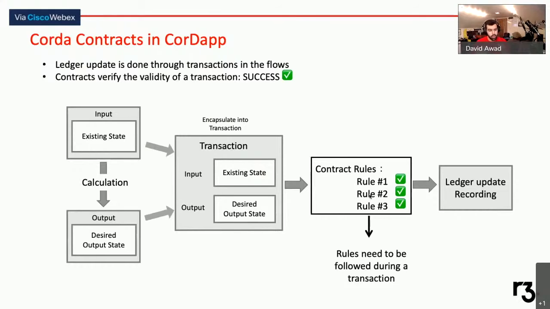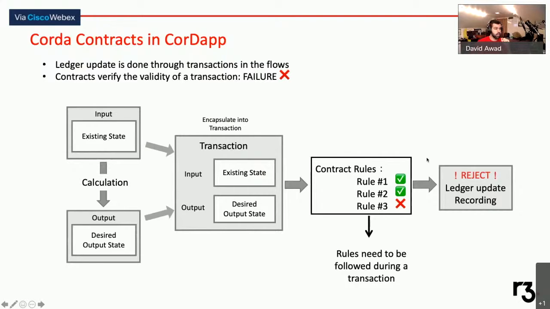A transaction is only valid if all of the contract rules have been properly fulfilled. So if our contract says everything is good and we have these beautiful green check marks, then we get a ledger update that is recorded to all of the parties involved. And of course, on the other side of this, if one of the rules does not pass, the ledger update is rejected. And that's pretty much everything to keep in mind.